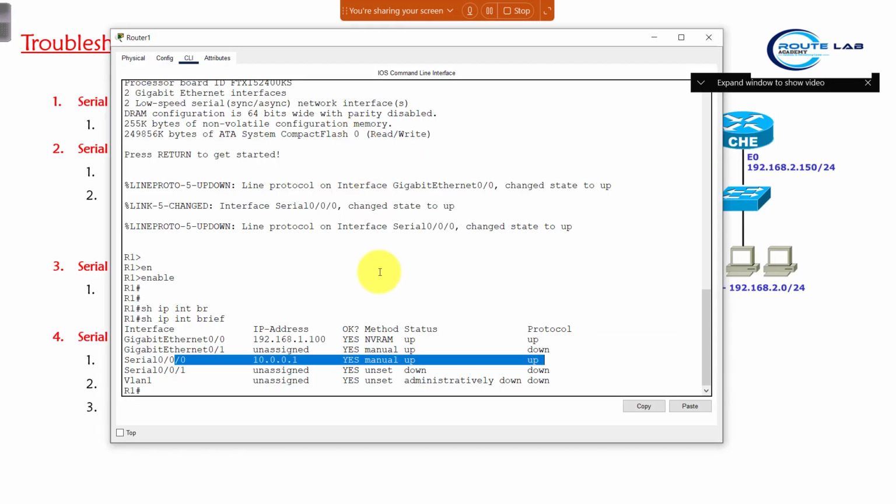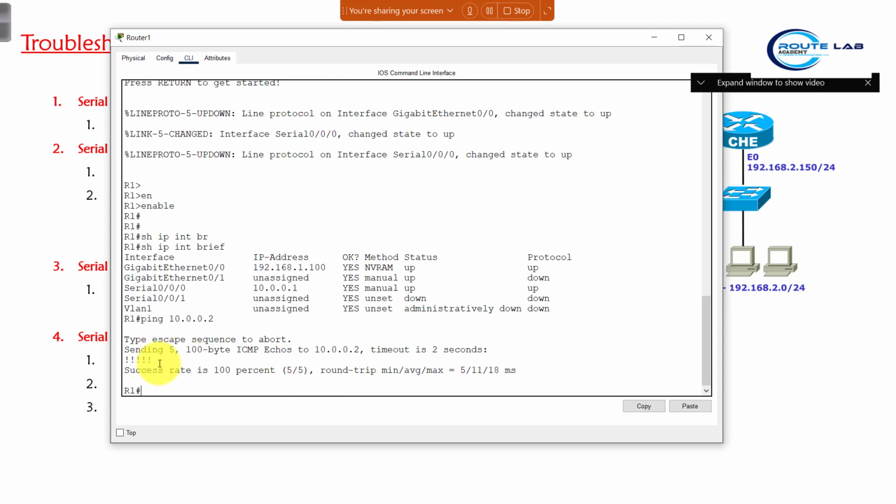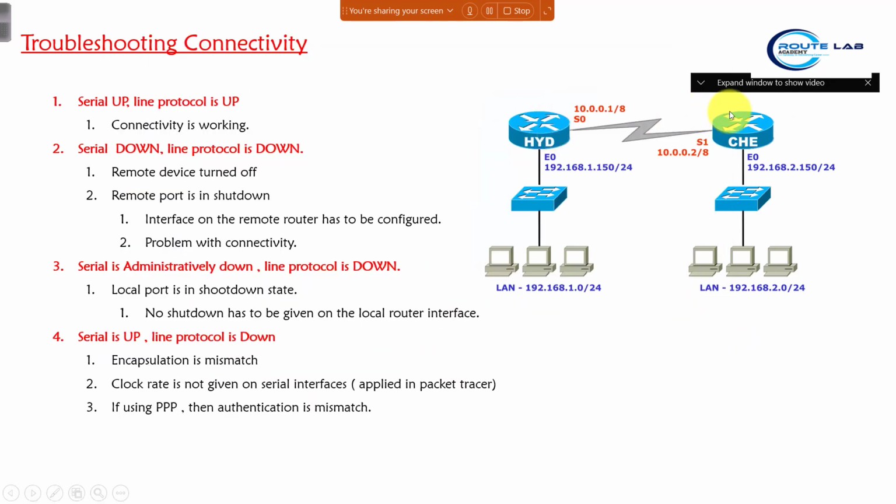So let's try to ping the opposite WAN interface, which is 10.0.0.2. I should be able to get a response, which confirms that the connectivity, or the reachability, between my router 1 and router 2 is working perfectly fine.